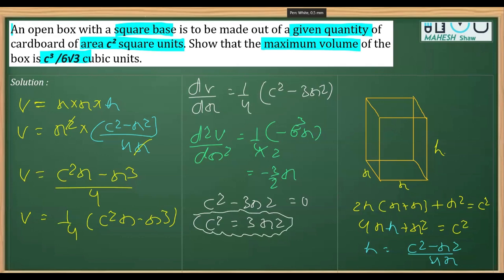Now check here, we had to maximize the volume. And what is the volume? From here we can see the maximum volume. We can also say that this is negative for all positive values of x. So this is less than 0. Let me write it here: d square V by dx square is less than 0 for c square is equal to 3x square. Hence maxima.